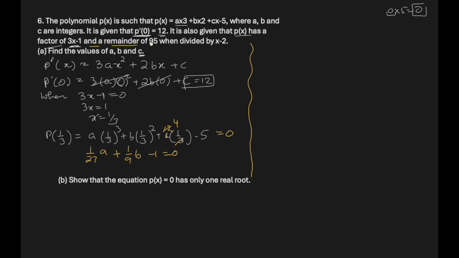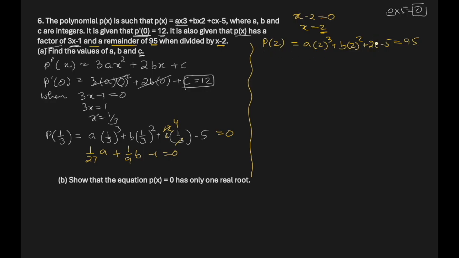And a remainder of 95 when divided by x minus 2. So the remainder theorem says that if x minus 2 is 0, we are left with the remainder. That means x is 2, so p(2) will be equal to the remainder. They have given 95 in this case. And what will the polynomial become? A 2 cube plus B 2 square plus 2C minus 5, which is equal to 95.